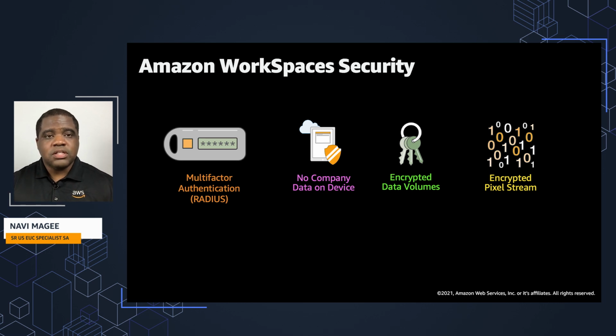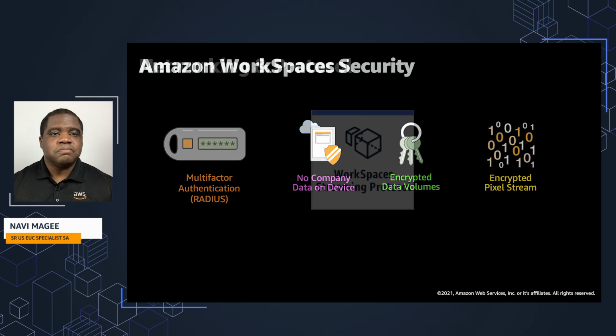Next, the ability to encrypt volumes. We always recommend to encrypt everything. And with Amazon Workspaces, you're definitely able to do that using our KMS service. And the last one here is the ability to have encrypted pixel streams, which is by default in the service. Again, security is job zero for us at AWS. And every segment of communication with the service is encrypted.